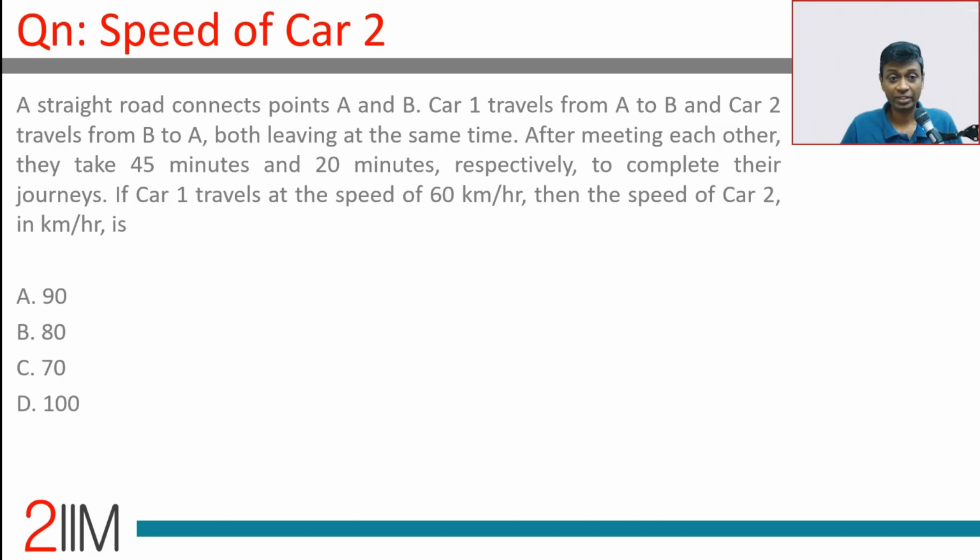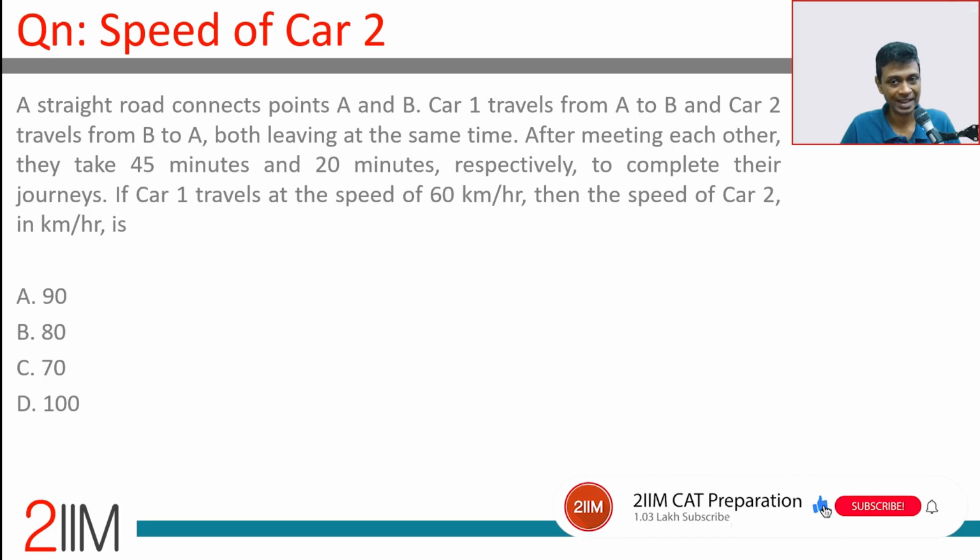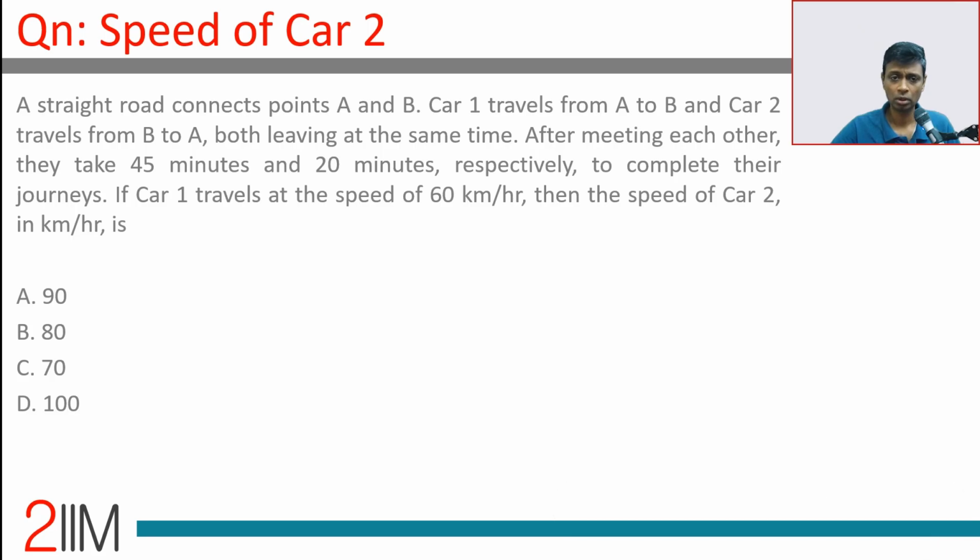A straight road connects points A and B. Car 1 travels from A to B and car 2 travels from B to A, both leaving at the same time. After meeting each other, they take 45 minutes and 20 minutes respectively to complete their journeys. Wonderful. It's a standard template. You've seen this template. It's appeared many times.